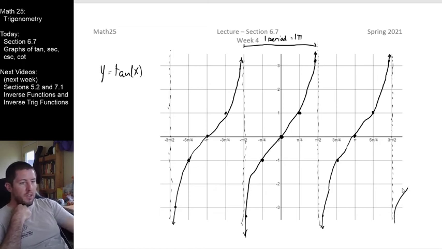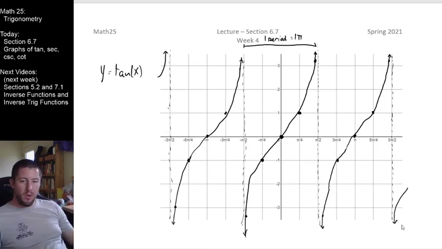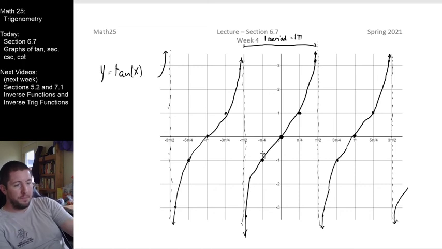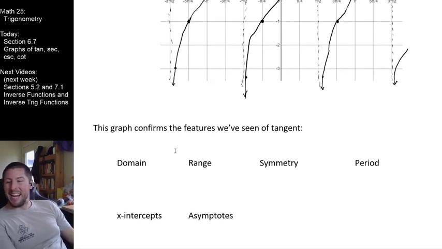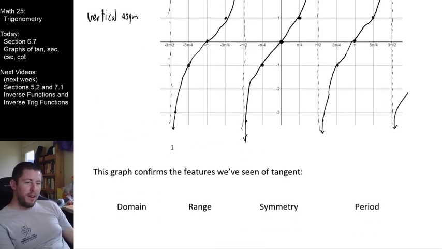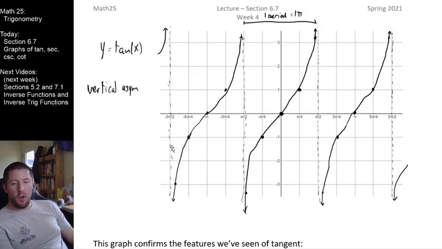So I can visualize for myself that there should be some other parts to this graph. Here's my next stuff that we would see if we kept on going further out there. But this tangent graph is going to have vertical asymptotes at some locations here. Let's go ahead and list all this stuff right now. So now we can visually see on a graph some of these things.